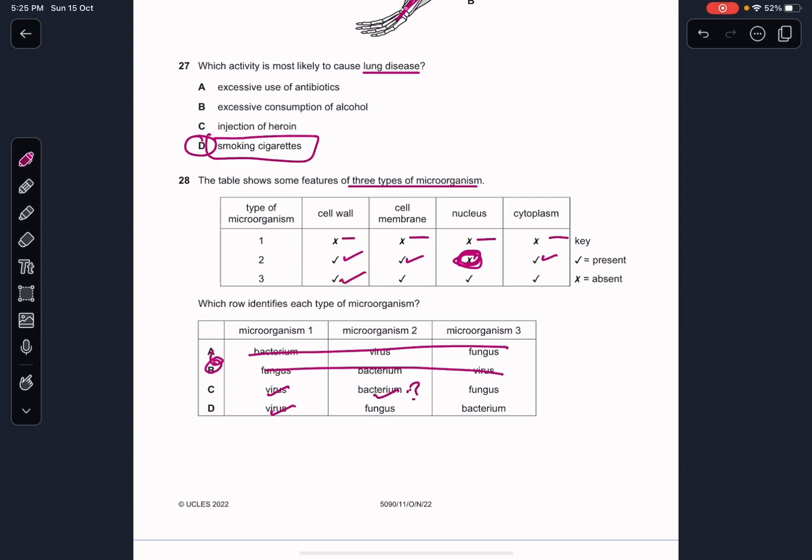Finally, we have the cell wall, the cell membrane, the nucleus, and the cytoplasm. This can only be the fungi. So the answer would be C.